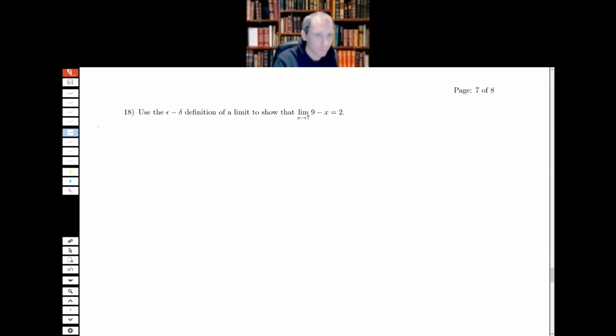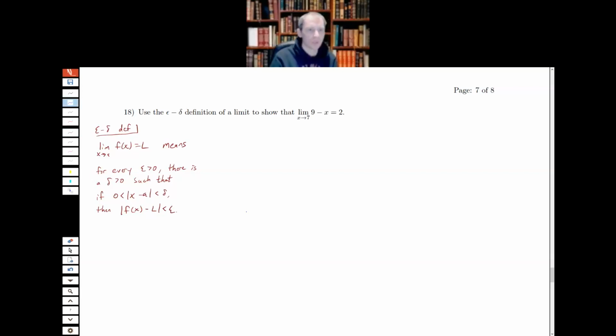Okay, so the limit as x approaches a of f of x equals L means for every number epsilon greater than 0, there is a number delta greater than 0 such that if we have the case that x's are close to a, so 0 less than absolute value of x minus a less than delta, then the f of x's will be close to L. So the absolute value of f of x minus L is less than epsilon.